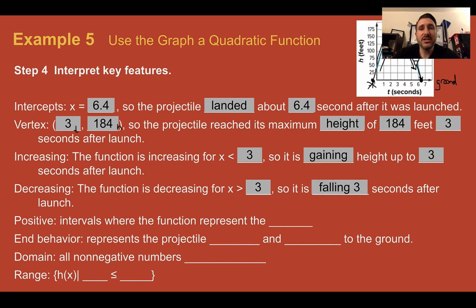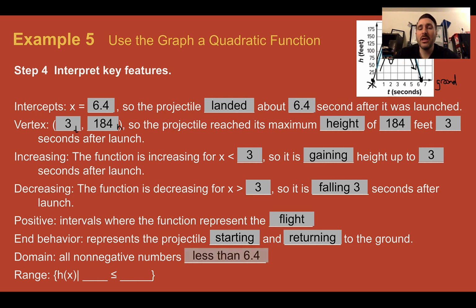Other characteristics, this one is always positive. So it's where the projectile is in flight. This one has to be always positive because otherwise you would be saying that the projectile went below ground, unless, of course, that's what you're intending. But here we're saying it hit the ground. So it is always going to be positive. Our end behavior, as it goes each direction, represents the projectile starting and then returning to the ground.